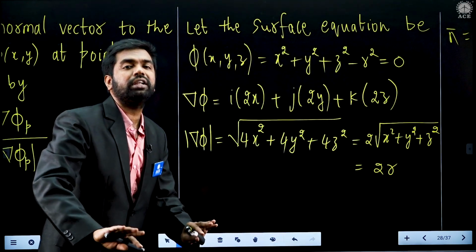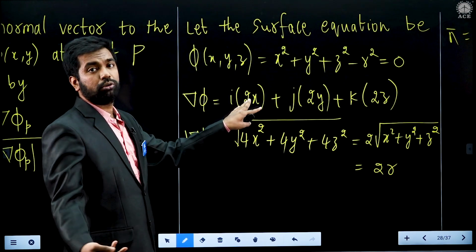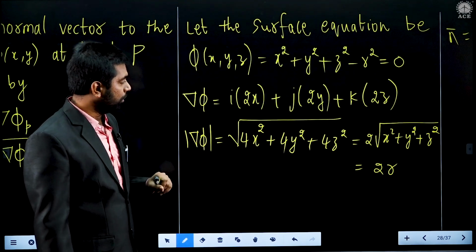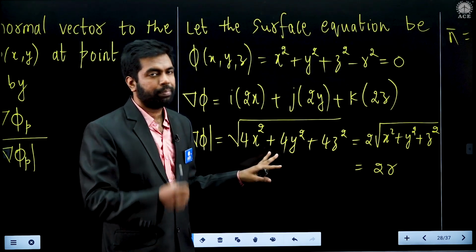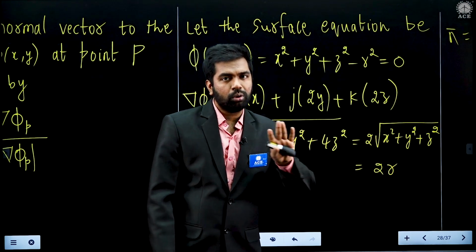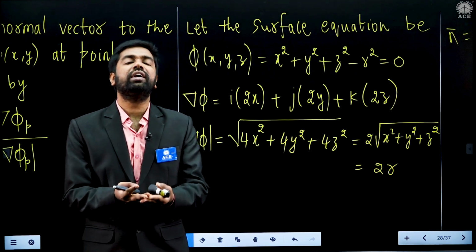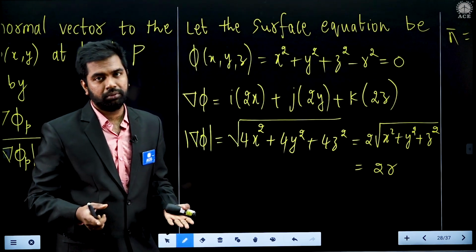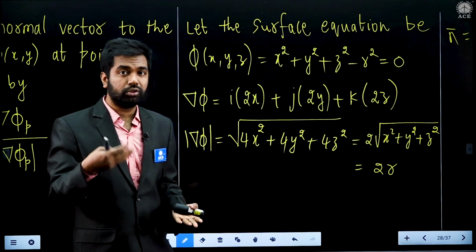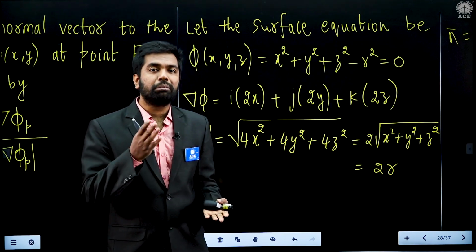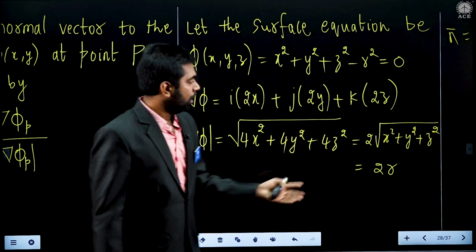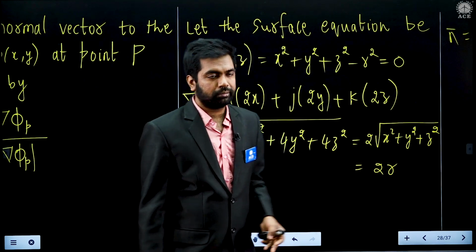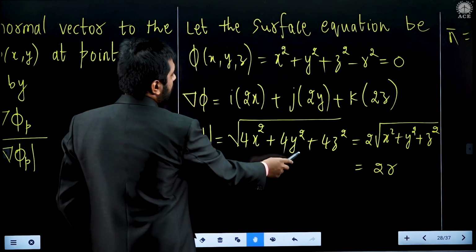Then find its magnitude. So (2x) whole square, 4x square plus 4y square plus 4z square, and then you take the square root. What is common? 4. Put it out. Twice of this. Now, are you on the sphere? Of course. Where are you finding the unit normal vector? Unit normal vector is calculated on the sphere. If you are on the sphere, any point on the sphere is going to satisfy this: x square plus y square plus z square equal to what? R square. So now instead of this, I can put r square, square and root cancel, what I get is 2r.